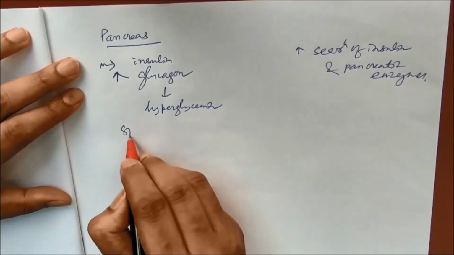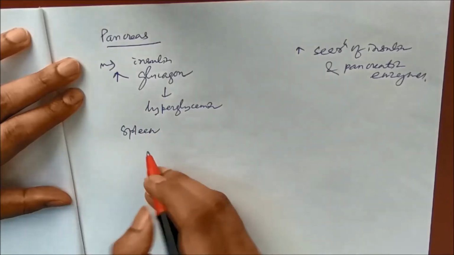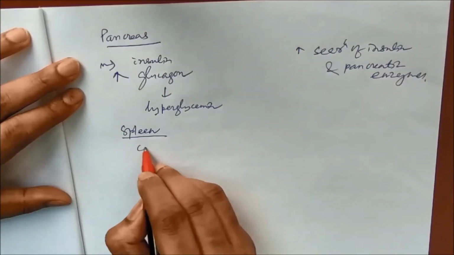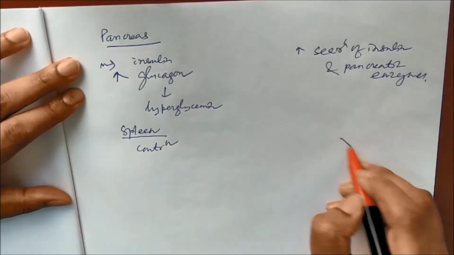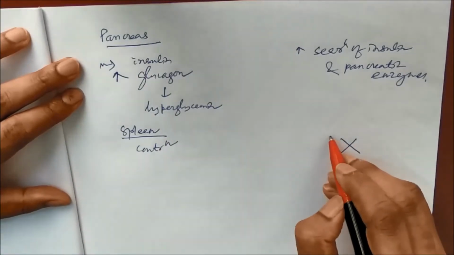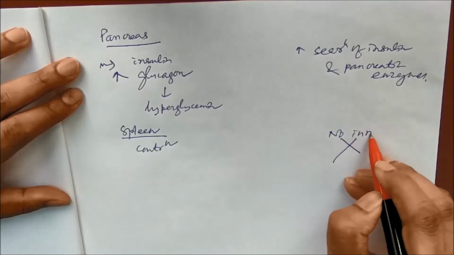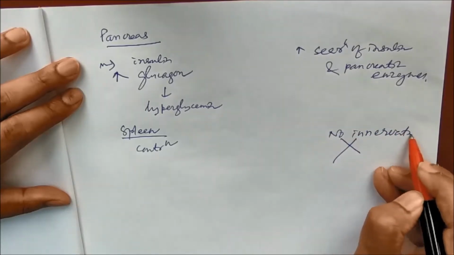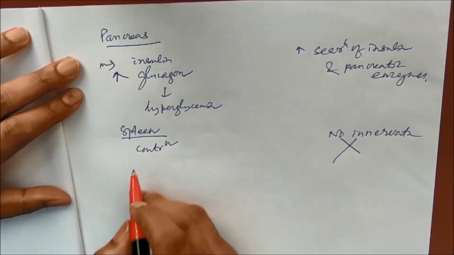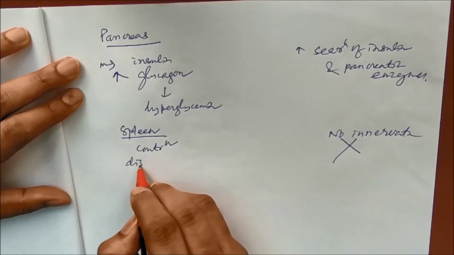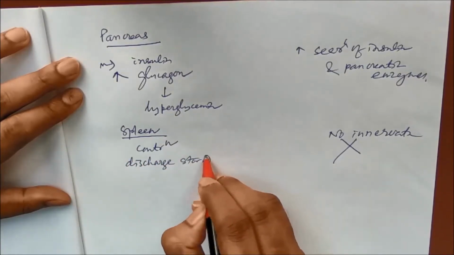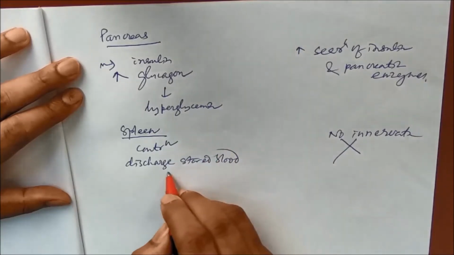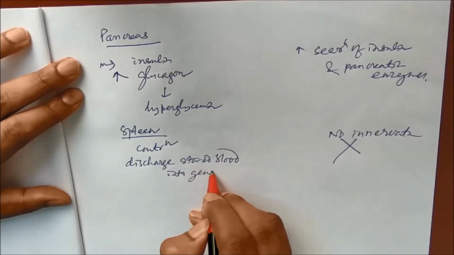Next we'll go to spleen. Spleen, there is contraction of spleen in case of sympathetic, and because there is no parasympathetic innervation to spleen, only sympathetic, it contracts the spleen and discharges stored blood into general circulation.